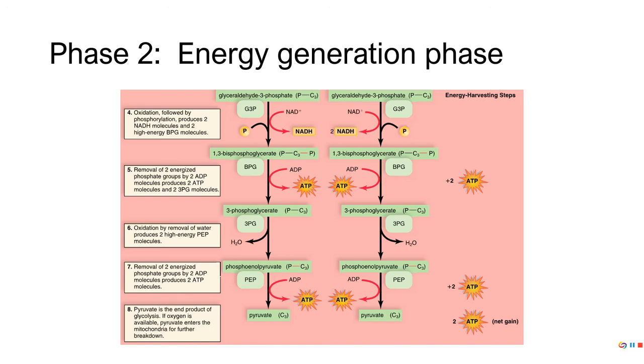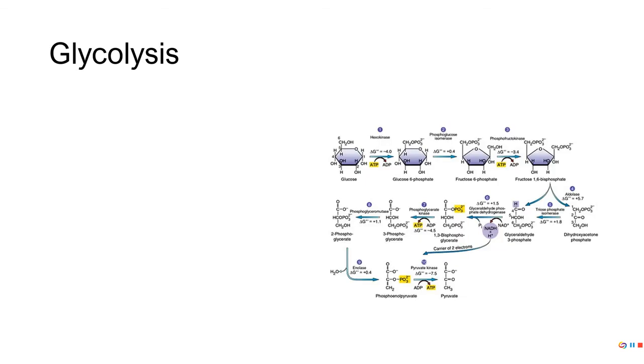Remember, we spent 2 ATP in the first part, we gained 4 ATP in the second part, so 4 minus 2 is 2. It is also important to note that 2 molecules of NADH are formed during this part of glycolysis. And NADH will be used during aerobic metabolism, specifically during the electron transport chain. Additionally, it's important to know glycolysis does not require any oxygen. So glycolysis occurs in the cytosol of the cell.